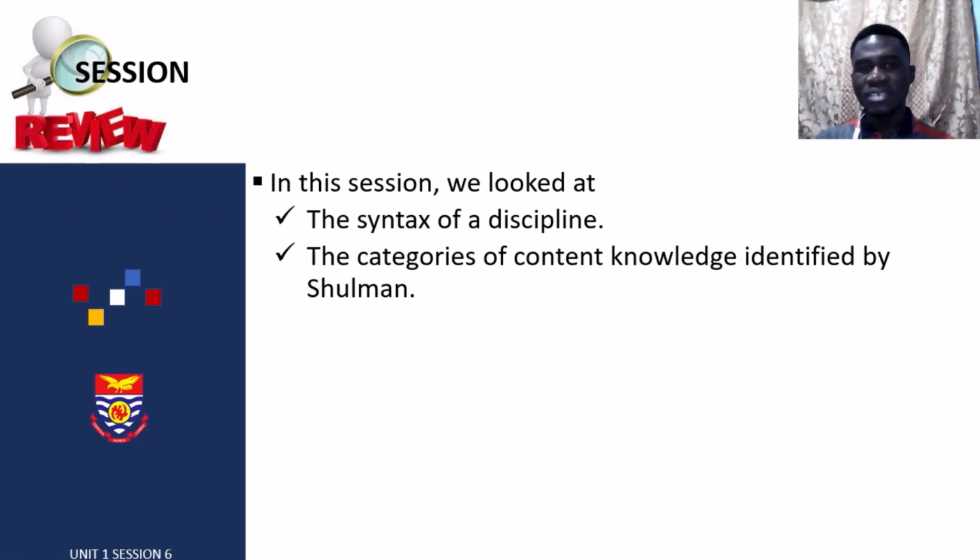Now, students, in this session, we looked at the syntax of a discipline, and we saw that they are the ways that scientists will use to test whether a knowledge or a claim is true or not, or it is valid or not valid. And we also looked at the categories of content knowledge as identified by Shulman.